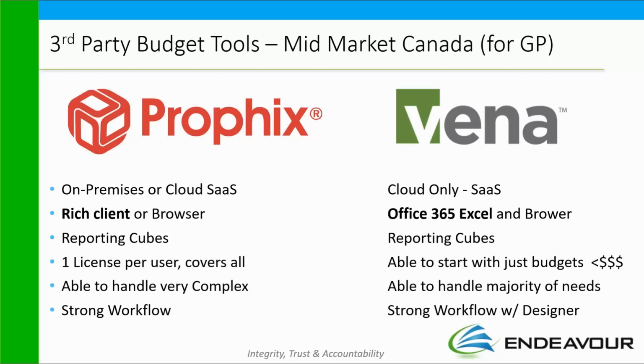There's also a new tool that we've been talking to and evaluating. It's Excel-based, and it's called Avena, a younger tool, younger company, but quickly amassing quite a respected list of clients. One of the nice things is they can jump in smaller and at lower cost with just budgets. So rather than one license covering everything, they have some pricing by work stream and a strong workflow designer with that.